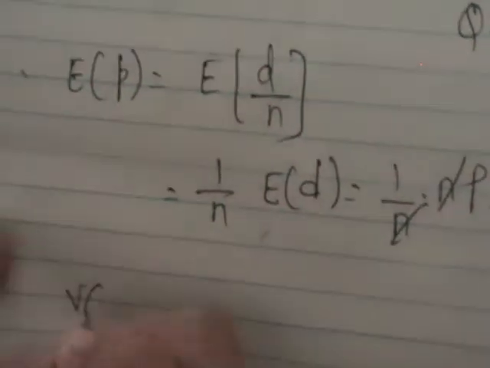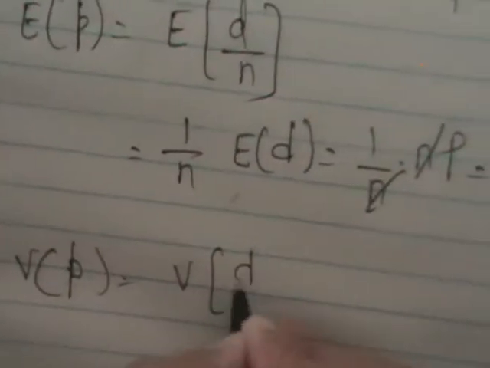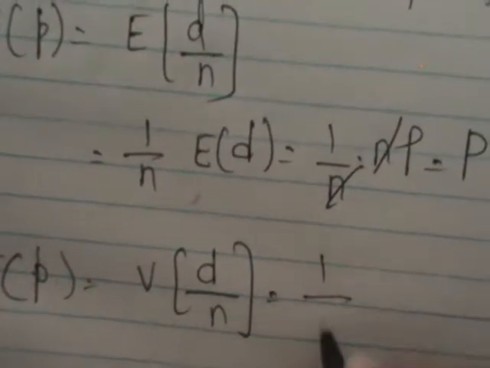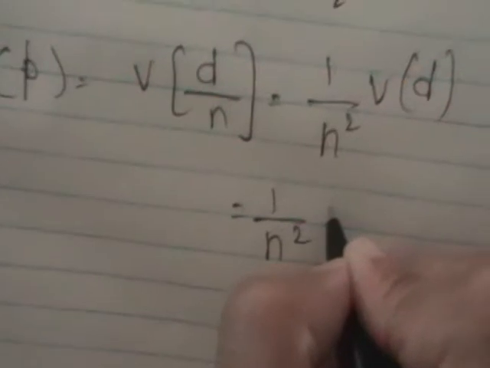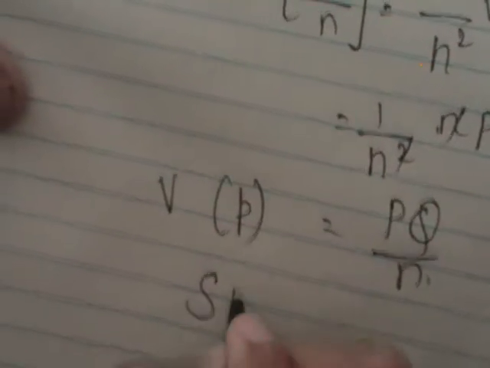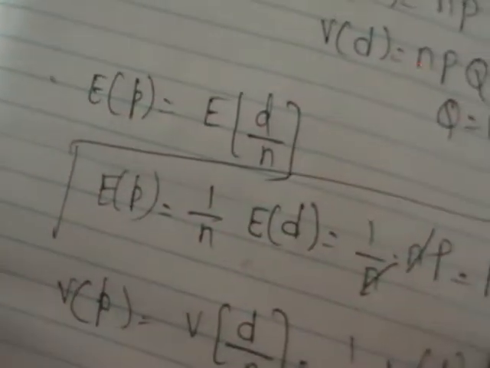Okay. Now how do you calculate the standard error? It is root over variance. So calculate variance of p, variance of d by n. As n is a constant, it is squared when it is taken out of the variance. Variance of d into 1 by n square. What is variance of d? Variance of d is nothing but npq. We got pq by n. I think this one you already know about the standard error. Standard error of p will be root over variance of p, which is nothing but root over pq by n. So you got expectation of p as capital P and standard error of p as root over pq by n.